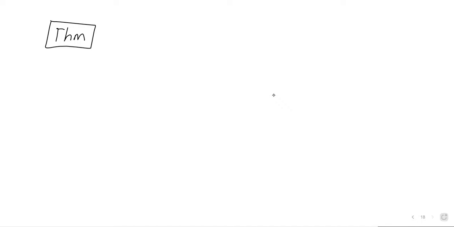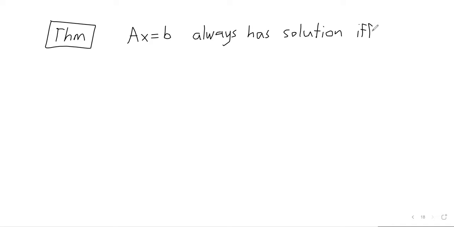We can state this as a theorem. AX equals B always has a solution if and only if every row of A has a pivot position.